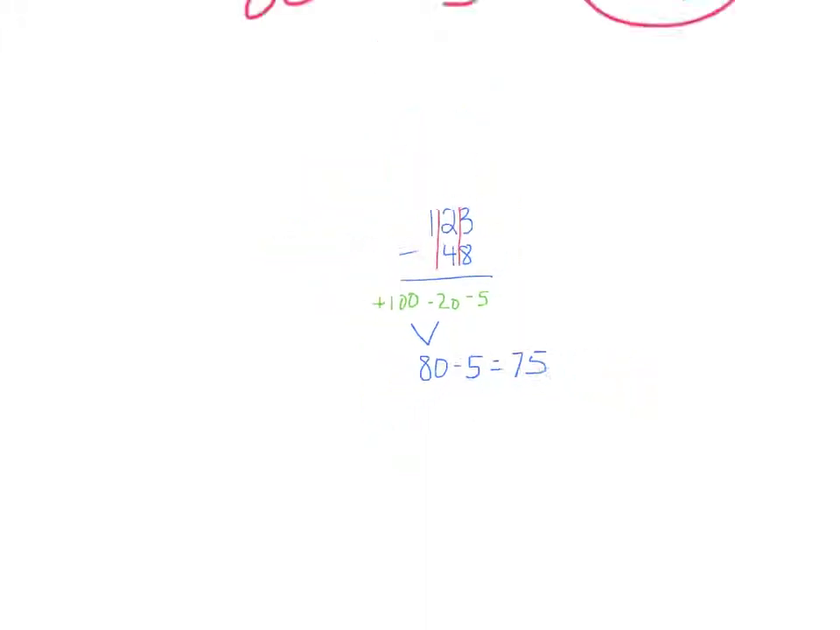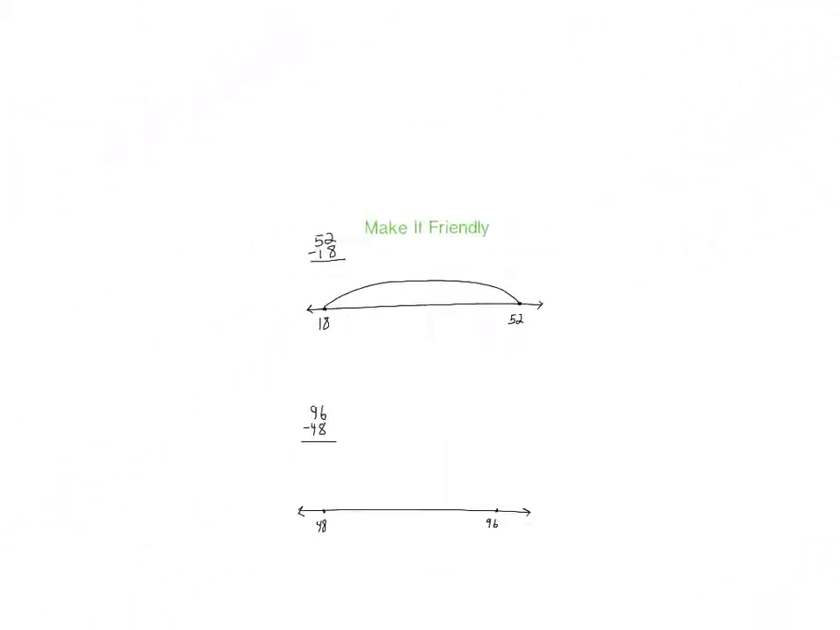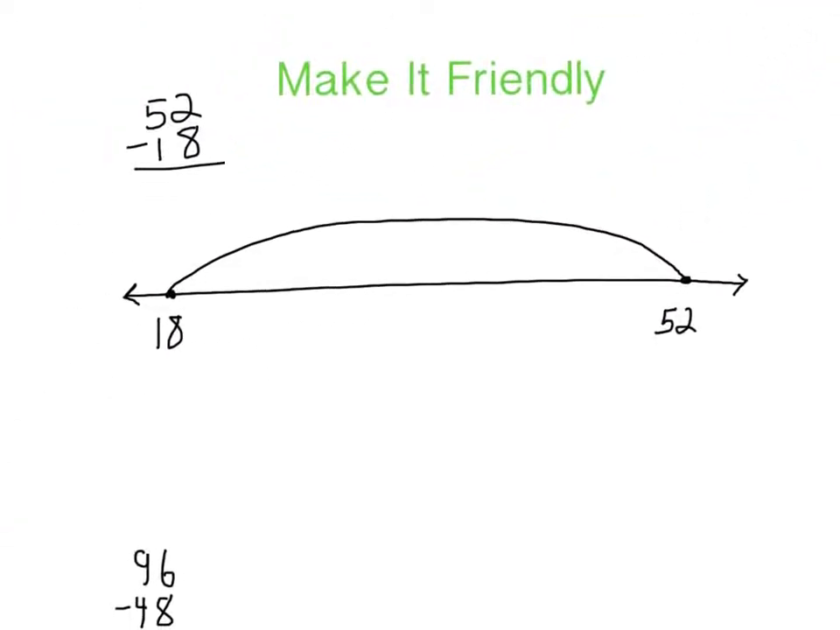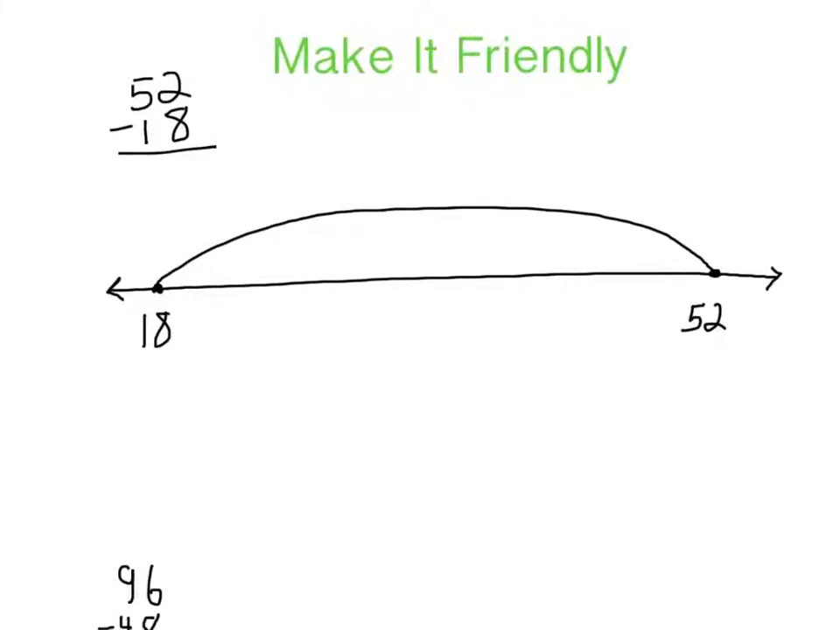The last strategy I'm going to show is called Make It Friendly. And this is different than all the others because everything else I've shown so far has a sort of procedure that you can take to go through it. And Make It Friendly really means use solid number sense to make the problem easier for you.